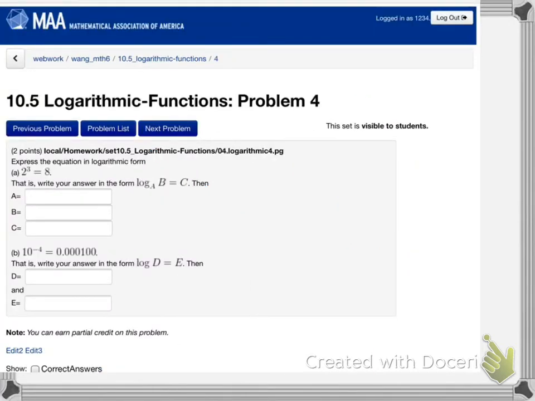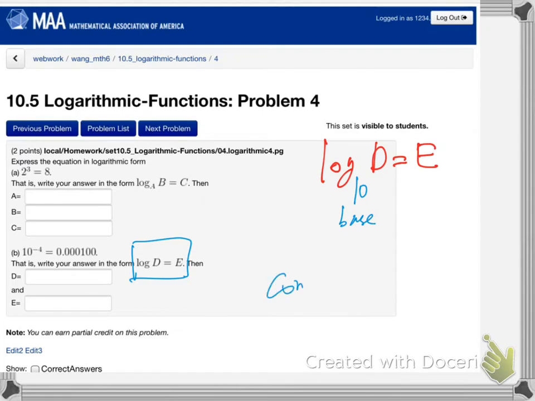So let's look at problem 4 in the 10.5. Now you look at this notation: log D is equal to E. So where's the base? There's no base here. By assumption, we assume the base is 10. So this is called common log.